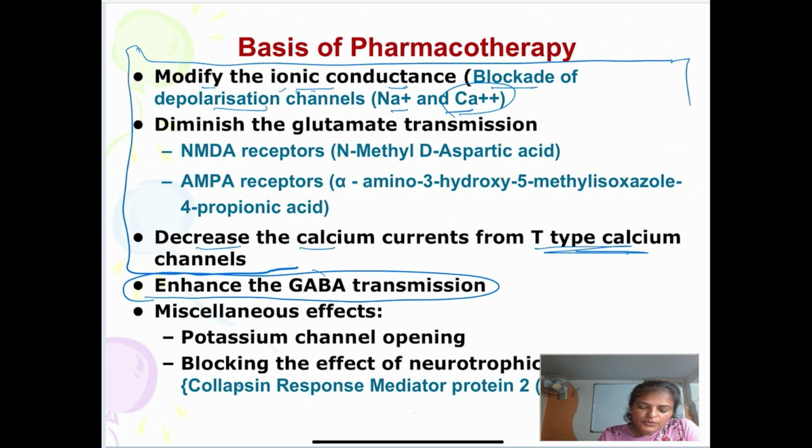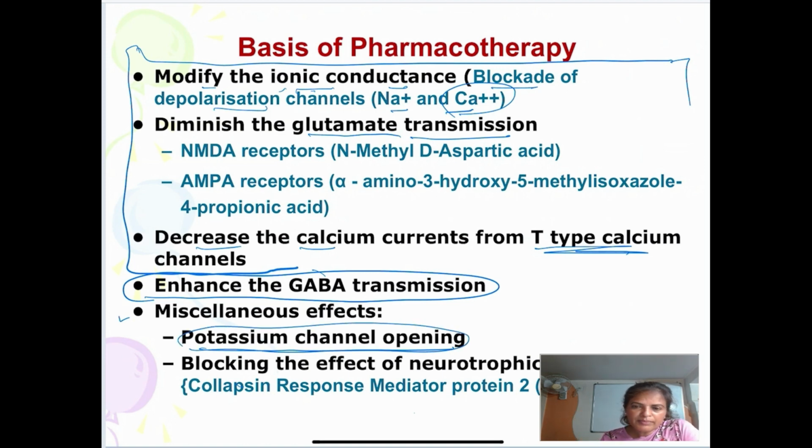Then the second one is that they are going to diminish the glutamate transmission. Once the glutamate is released, they further diminish the glutamate transmission by acting on the NMDA receptor, AMPA receptor and kainate receptor. Then another way anti-epileptic drugs act is by potassium channel opening. By opening the potassium channel, they decrease the activity of the excitatory neuron, causing hyperpolarization.